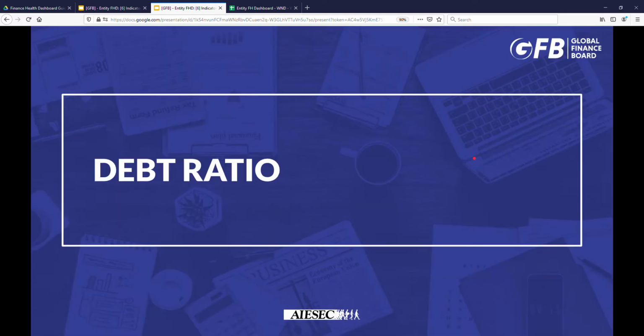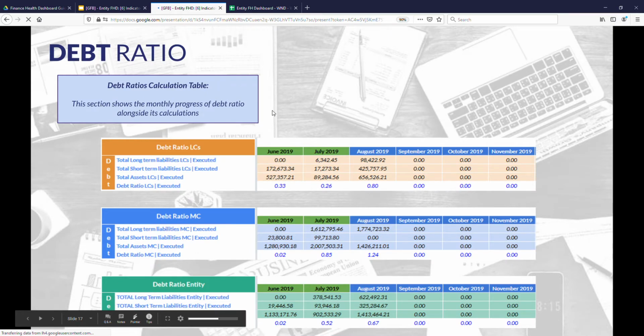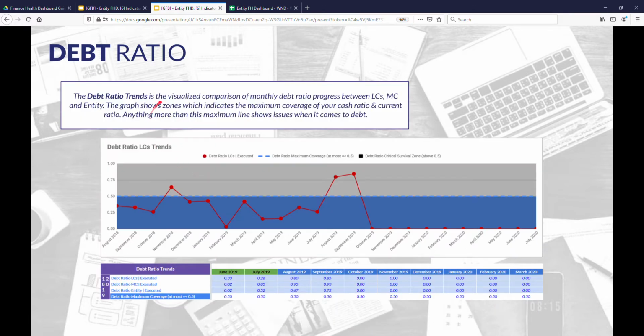All right, debt ratio, similar. Debt ratio, similar application as to the one earlier. So meaning I'm not going to talk about the calculation anymore. But basically it's liabilities divided by assets.